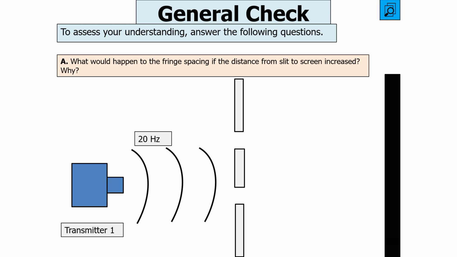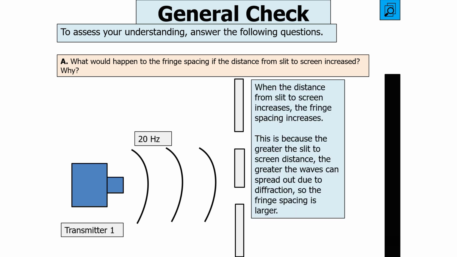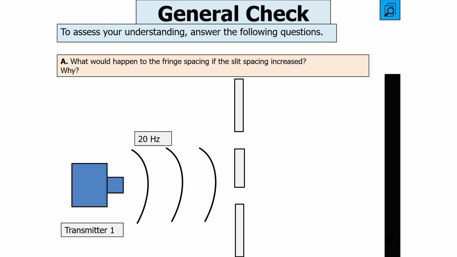So pause the video now, then unpause the video when you want to go through your answer. When the distance from slit to screen increases, the fringe spacing increases. This is because the greater the distance from slit to screen, the greater the wave can spread out due to diffraction, so the fringe spacing is larger. What would happen to the fringe spacing if the slit spacing increased and why?